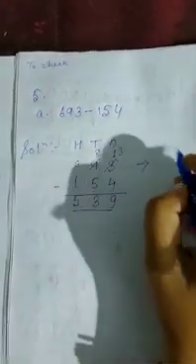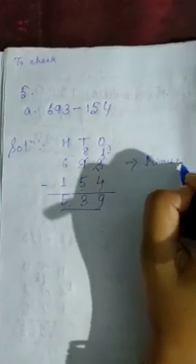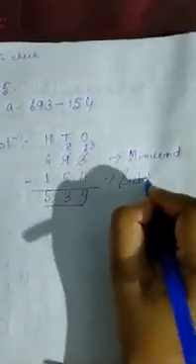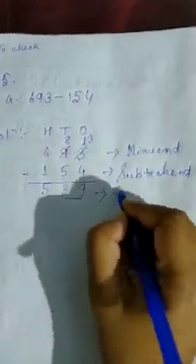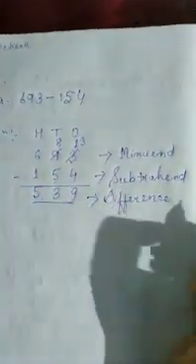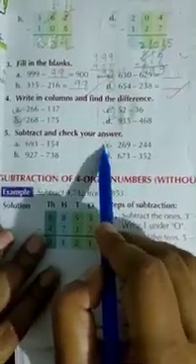Now, as I have told you already, this is the minuend. And what is this? This is the subtrahend. And after subtracting, whatever answer comes is called the difference. Now, as I have told, in the question it is given: check your answer.